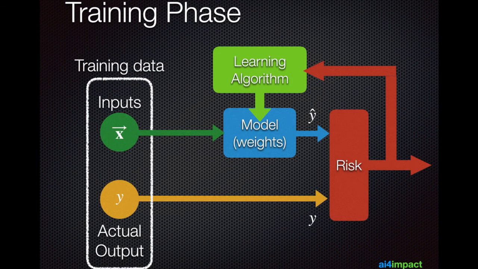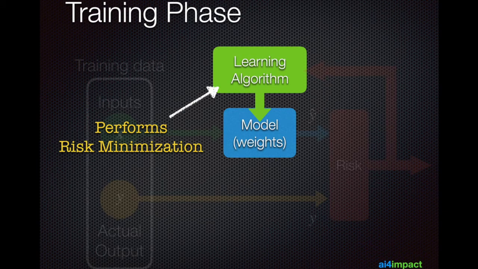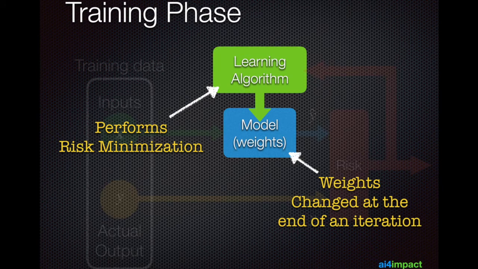In the training phase, after each iteration, the risk that is reported is fed into the learning algorithm, which in turn amends the model's weights. Let's focus on that. So this is the part that performs risk minimization, and we are just changing the weights at the end of every iteration. The technique we use to perform the minimization is called backprop with gradient descent.